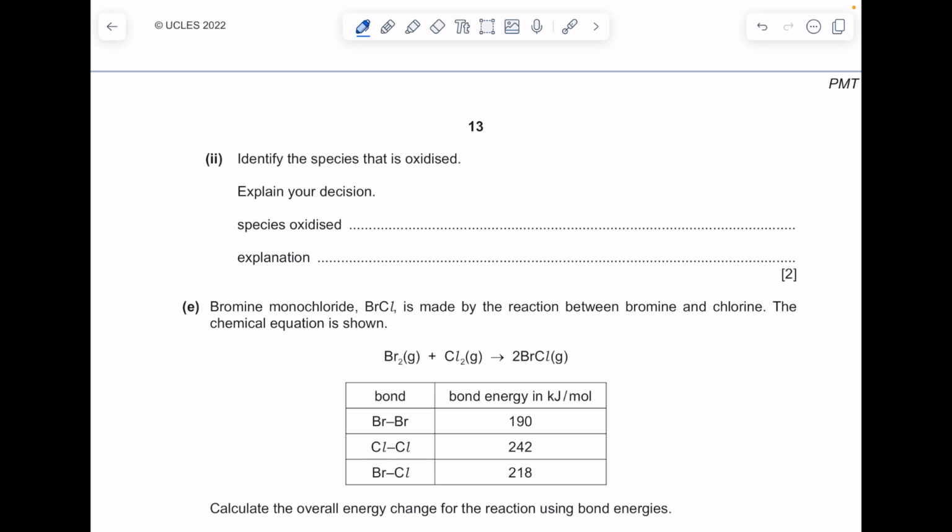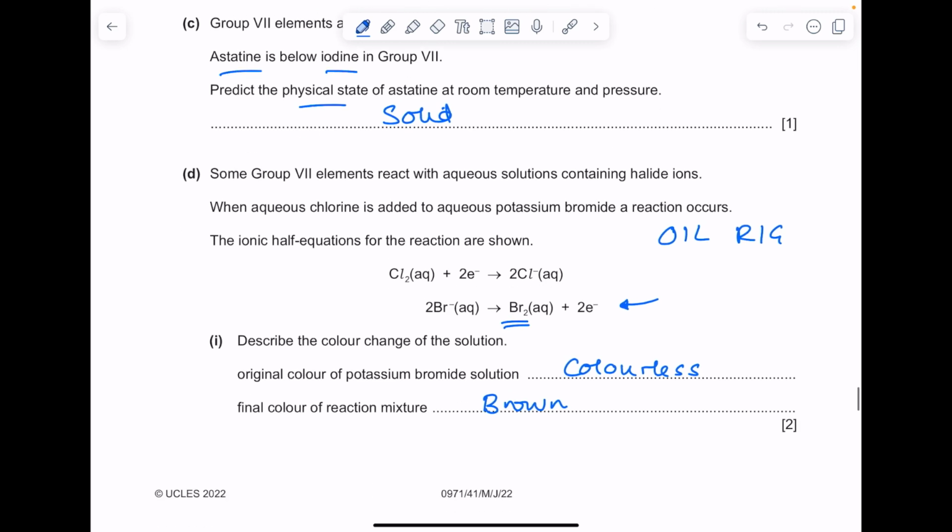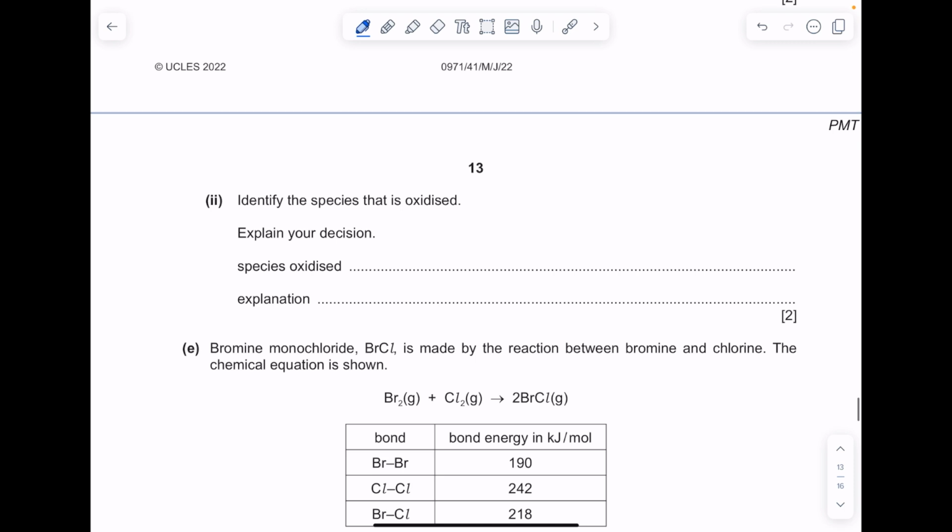Identify the species that is oxidized and explain your decision. So OIL RIG states that oxidation is loss of electrons. Over here we have electrons being lost, and so the species being oxidized is the bromide, Br-.